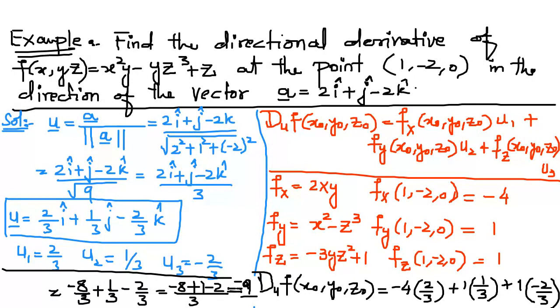Minus 9 over 3. So this is the answer. Is this clear? That is how you can calculate it. If you don't know the unit vector, you have to first calculate the unit vector, and then apply the formula. Okay, so this is all about the directional derivatives.